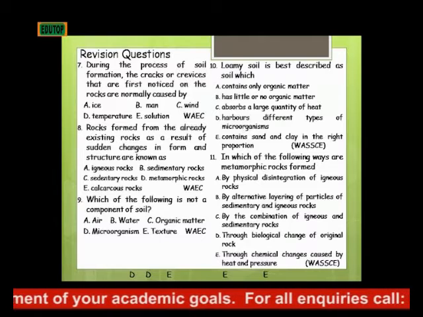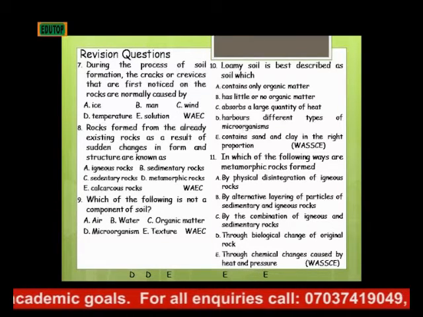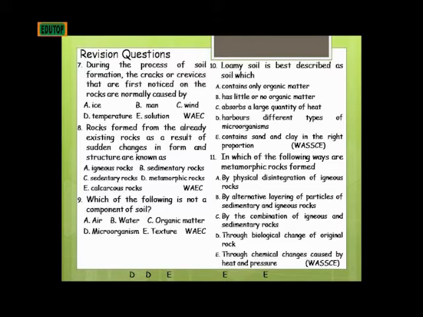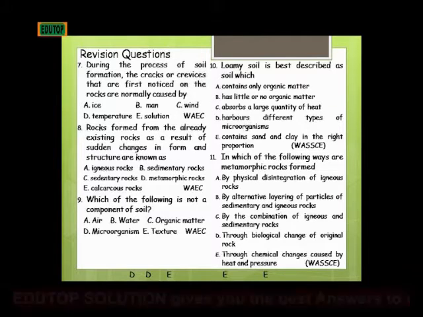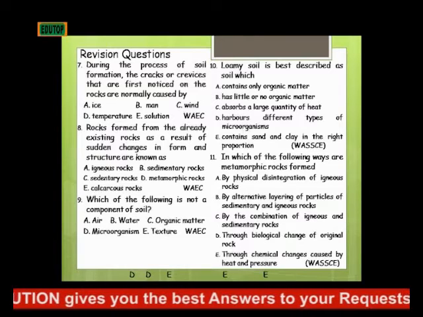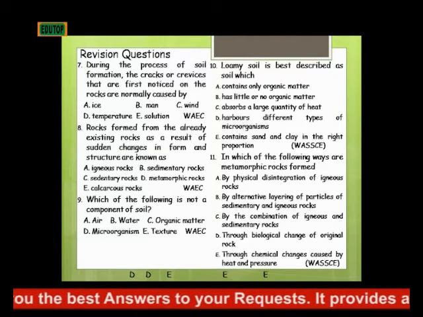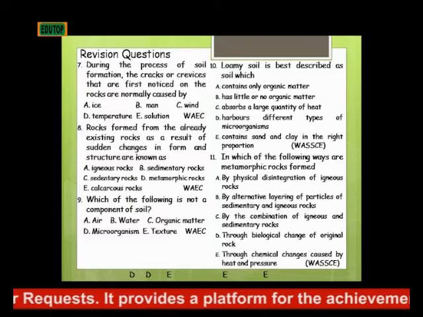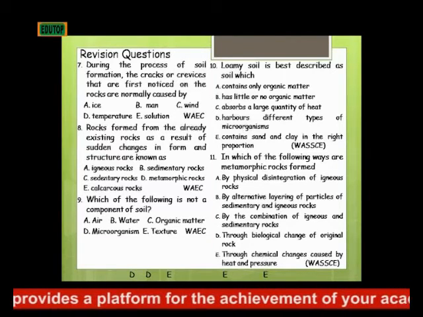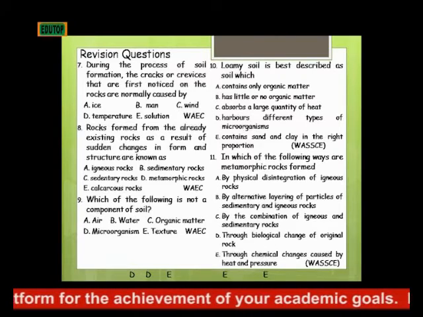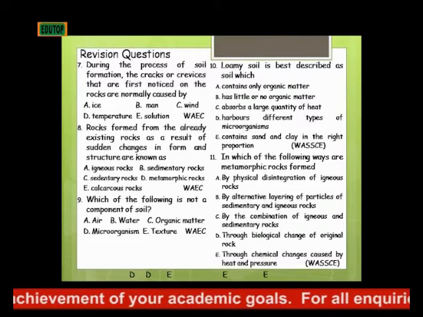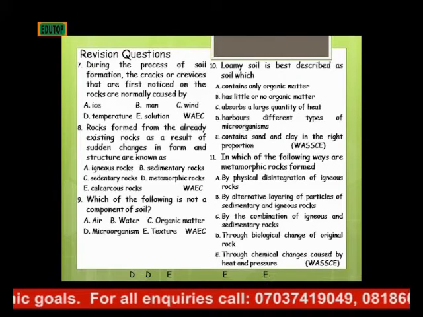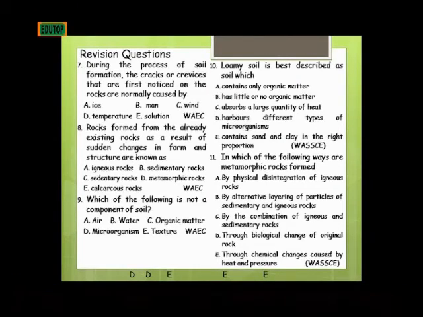Then the next question says that rocks formed from already existing rocks as a result of sudden changes in form and structure are known as. Sudden changes mean the metamorphosis of one form of rock to the other. A. Igneous rocks, B. Sedimentary, C. Sedentary rocks, D. Metamorphic rock, E. Calcareous rock. The answer is D. Metamorphic rocks are formed from already existing rock as a result of changes in form and structure.